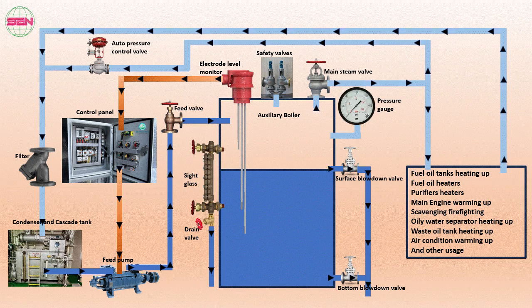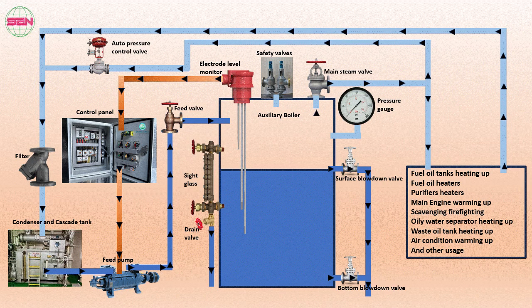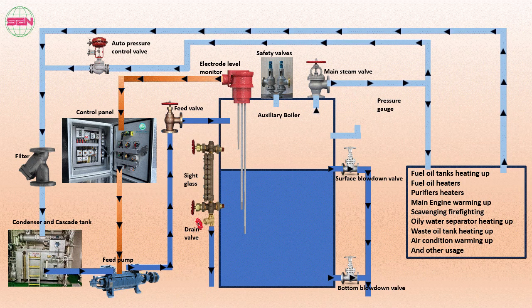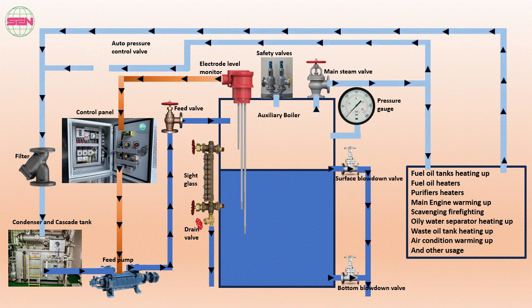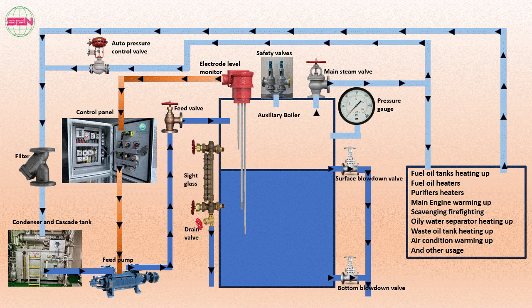To ensure stable boiler pressure, an auto pressure control valve is installed. When the pressure exceeds the set limit, the valve opens and excess steam will go directly to the condenser. This steam gets condensed and returned to the cascade tank to keep the steam pressure stable.